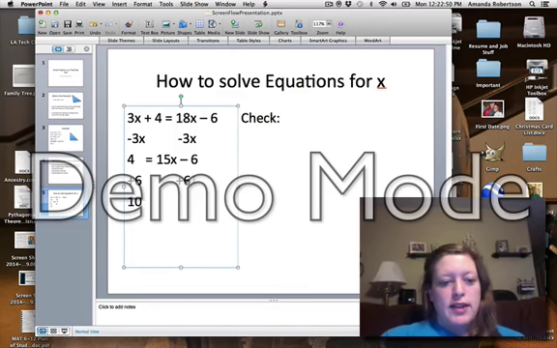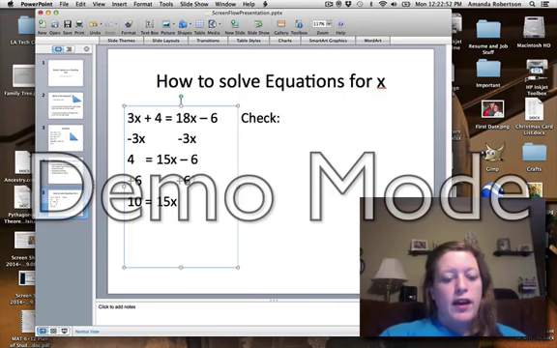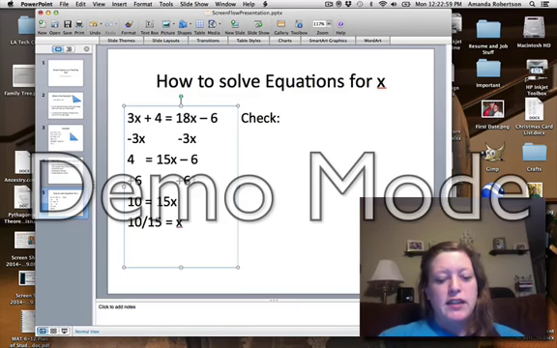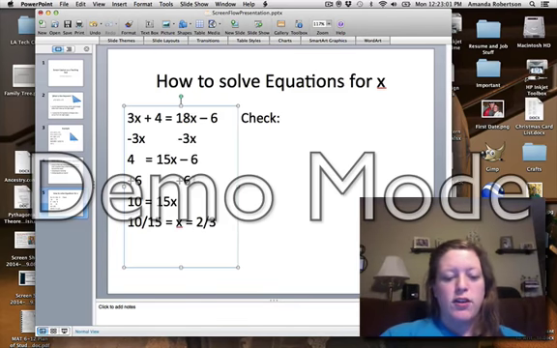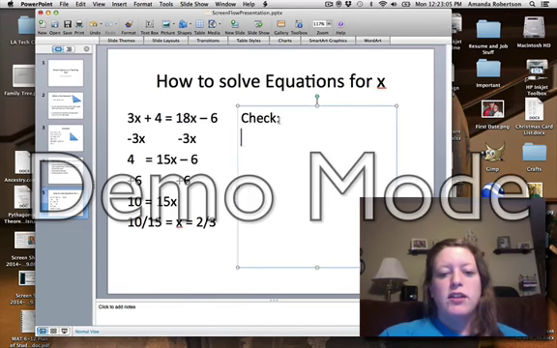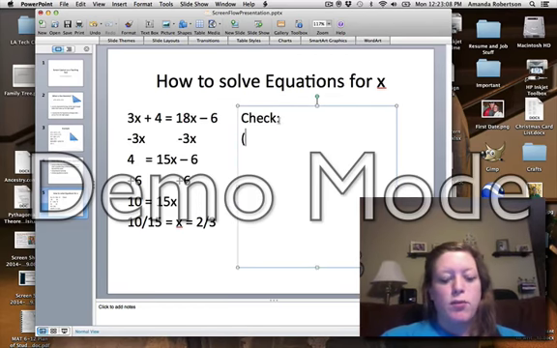6 plus 4 is 10. I get 10 equals 15x. At this point, remember, divide both sides by 15. You get 10 fifteenths is equal to x, which simplifies to 2/3. You can check your work by plugging 2/3 in anywhere you see an x in the original problem.